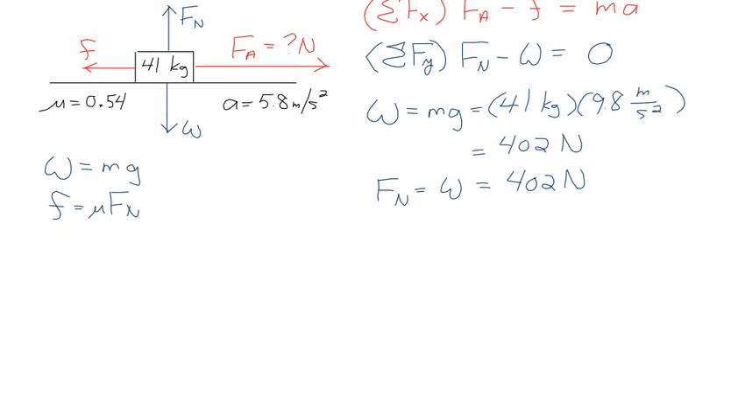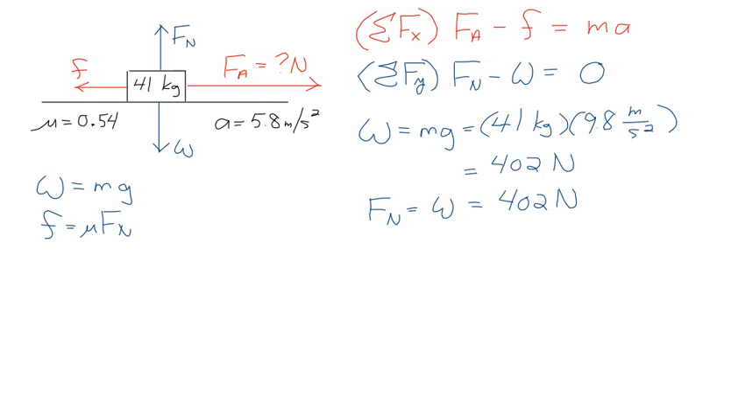So we're going to have friction equals mu Fn. So that's going to be, mu is 0.54, and the normal force is 402 newtons. So what will that answer be? 217? Okay, so 217, and now there's only one thing left to solve for, and what is that? The applied force, which is what was asked for in the problem.